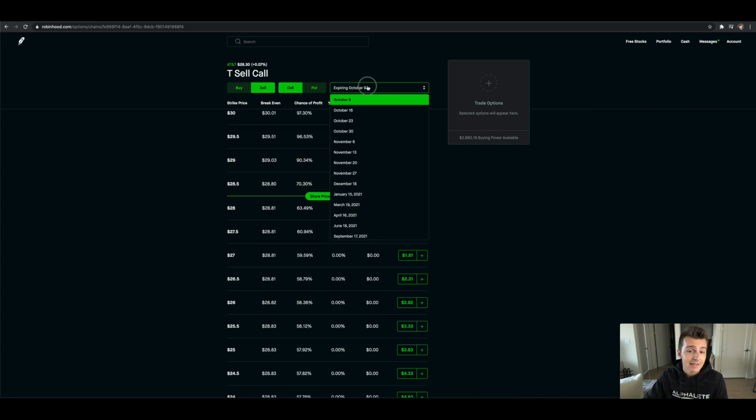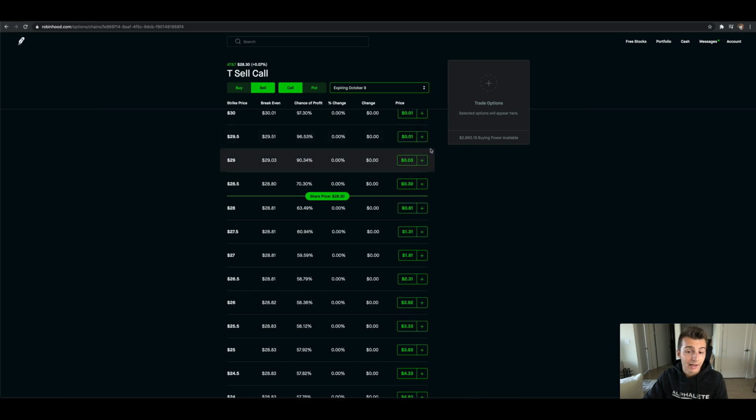And if AT&T never gets to $29 by the 9th, this is going to expire worthless, as this will be out of the money. If the contract expires out of the money, it expires at zero. It's going to expire worthless. And so that's the real risk when it comes to options trading.